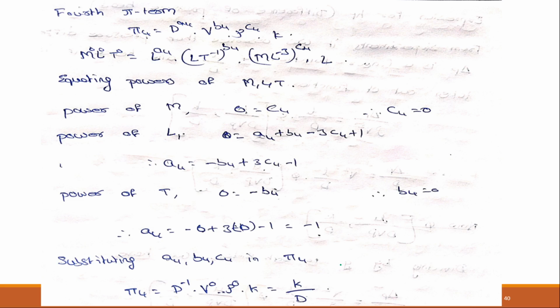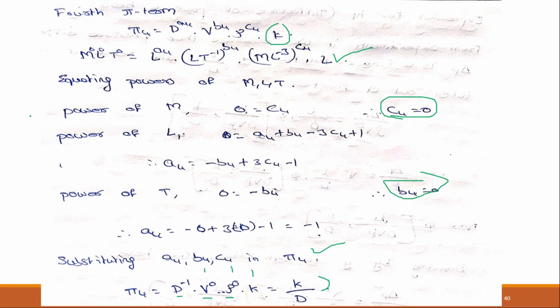So finally the fourth pi term. Again the same procedure. The dimension of k here is L. Find out the power of M, power of L, power of T, and finally here I am getting a4 as minus 1, b4 as 0, and c4 as 0. Substitute in pi 4. That is pi 4 is equal to d to the power of minus 1, v to the power of 0, rho to the power of 0. V to the power of 0 means 1, rho to the power of 0 means 1, and k is constant, that is the k value. So k divided by d, because here we have d to the power of minus 1.